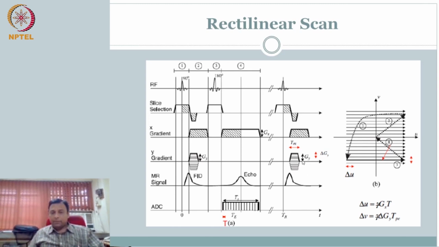Likewise, when you are repeating the experiment, you are moving the phase direction, your gradient delta Gy, and you are applying the phase encoder for TPE. So your delta U is gamma Gx T. Remember, we were talking about the highest frequency as gamma Gx Ts. Now gamma Gx times this T is going to be your frequency delta U. Likewise, your delta V will be gamma delta Gy operated for TPE. Same jargon as before, but now, before we had TS, this T is one time period, therefore your delta U is your delta U.